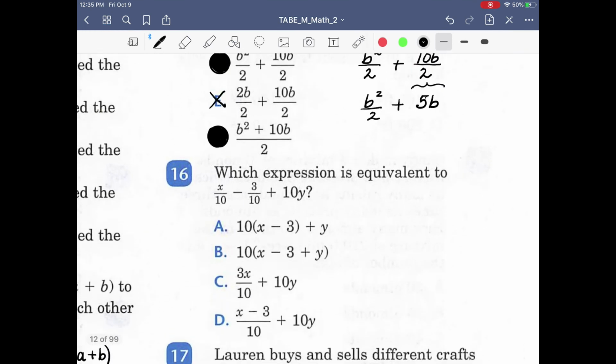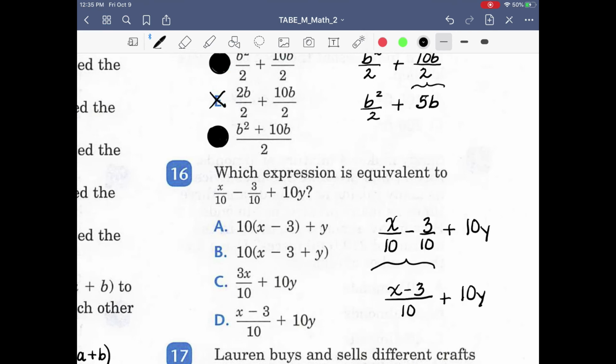Number 16. Which expression is equivalent to x divided by 10 minus 3 divided by 10 plus 10y? So we've seen a few of these, that when I have a common denominator, I can write that one time and combine the top part. So do we see this choice? We do. That one is D. You just use your denominator once and combine your top terms.